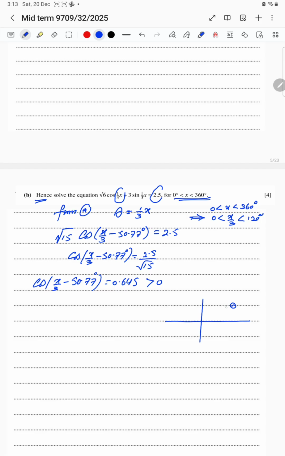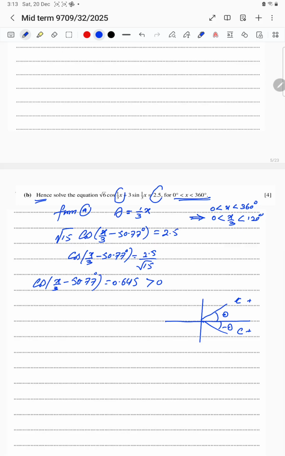here, any cos is positive here or in the fourth quadrant. So we have to find this. If this is theta, here it will be minus theta. Okay, let's see. We have two values of this.